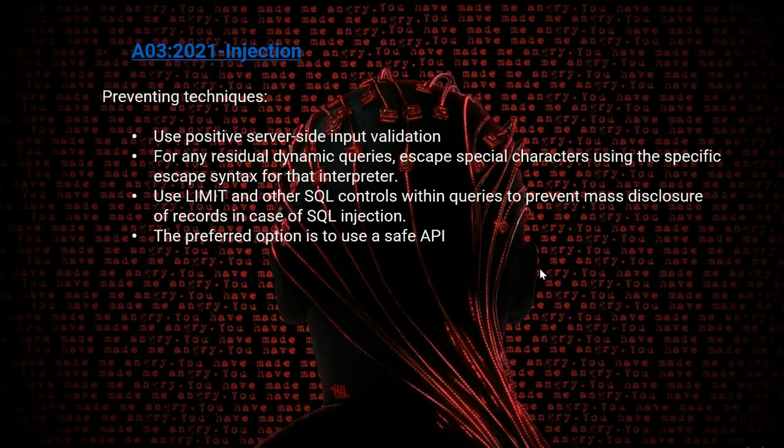And the preferred option is to use a safe API, and limit the errors being disclosed whenever a failure is displayed when an attacker tries to inject malicious input. So these are the preventive techniques one must take care of when it comes to injection.